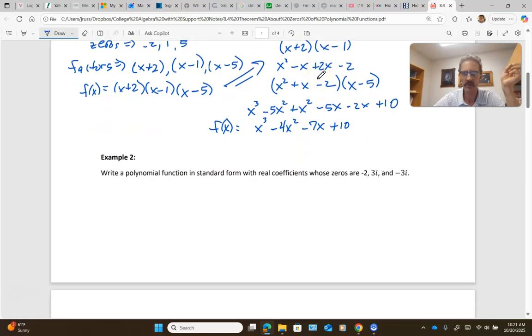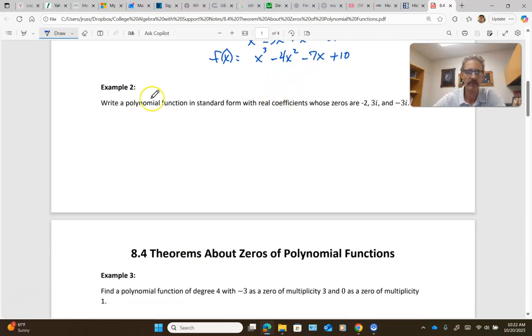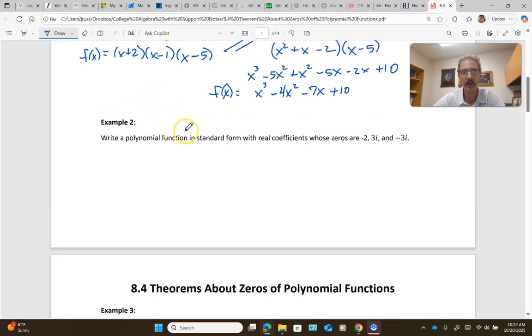Let's go to example 2. This may be a 3-part video, guys, because there's quite a bit of material in this section. All right, example 2. We're doing the same thing here. Write a polynomial in standard form with real coefficients, and then it lists the zeros again. Okay, so there's 3 zeros. You'll notice that 2 of them are actually purely imaginary.